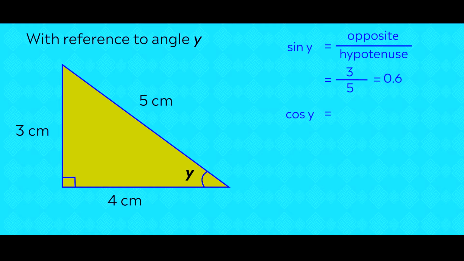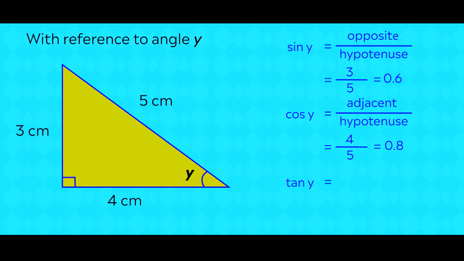Cos of y, given by the formula adjacent divided by hypotenuse, equals 4 over 5, which equals 0.8. And tan of y, given by the formula opposite divided by adjacent, equals 3 over 4, which equals 0.75. From these two examples, it's very obvious that though the triangles are the same, the trigonometric ratio results in different values depending upon the acute angle taken into consideration.